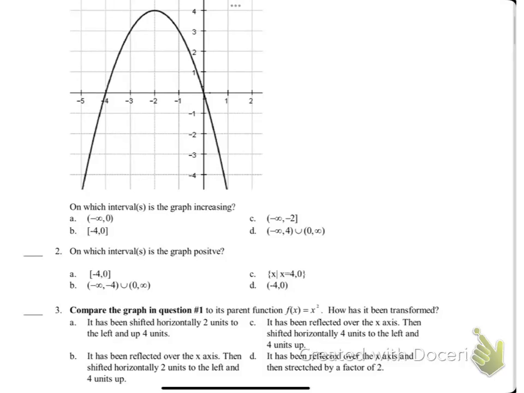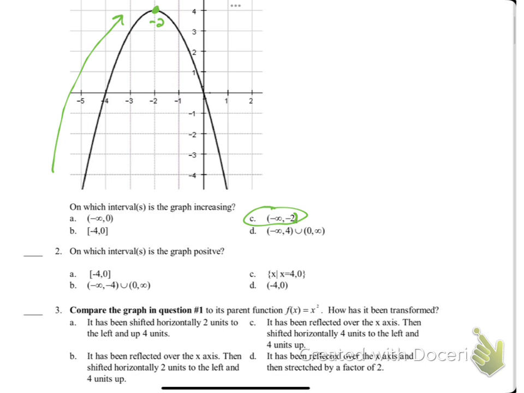All right, number 1. On which interval is the graph increasing? So it's going up to the vertex, okay? We read it from left to right. So it's going from negative infinity to negative 2. That should really be parentheses there. So we got C.